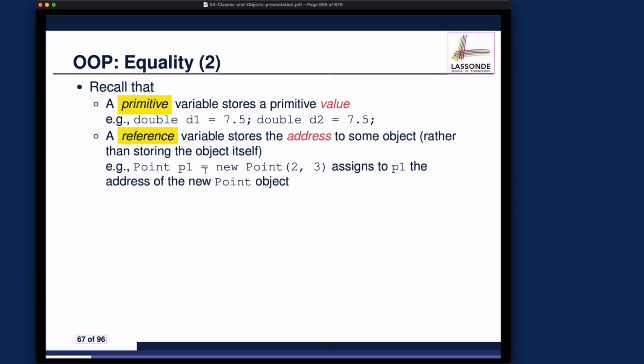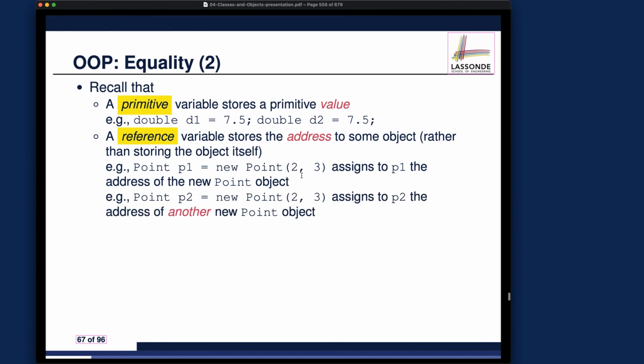And so if P1 stores the address of this new object over here, and P2 stores the address of this other object, they are separate uses of the new keyword. Even though these 2 point objects have the same contents, namely their x and y coordinates are the same, their addresses are different, right? It's quite easy to visualize.